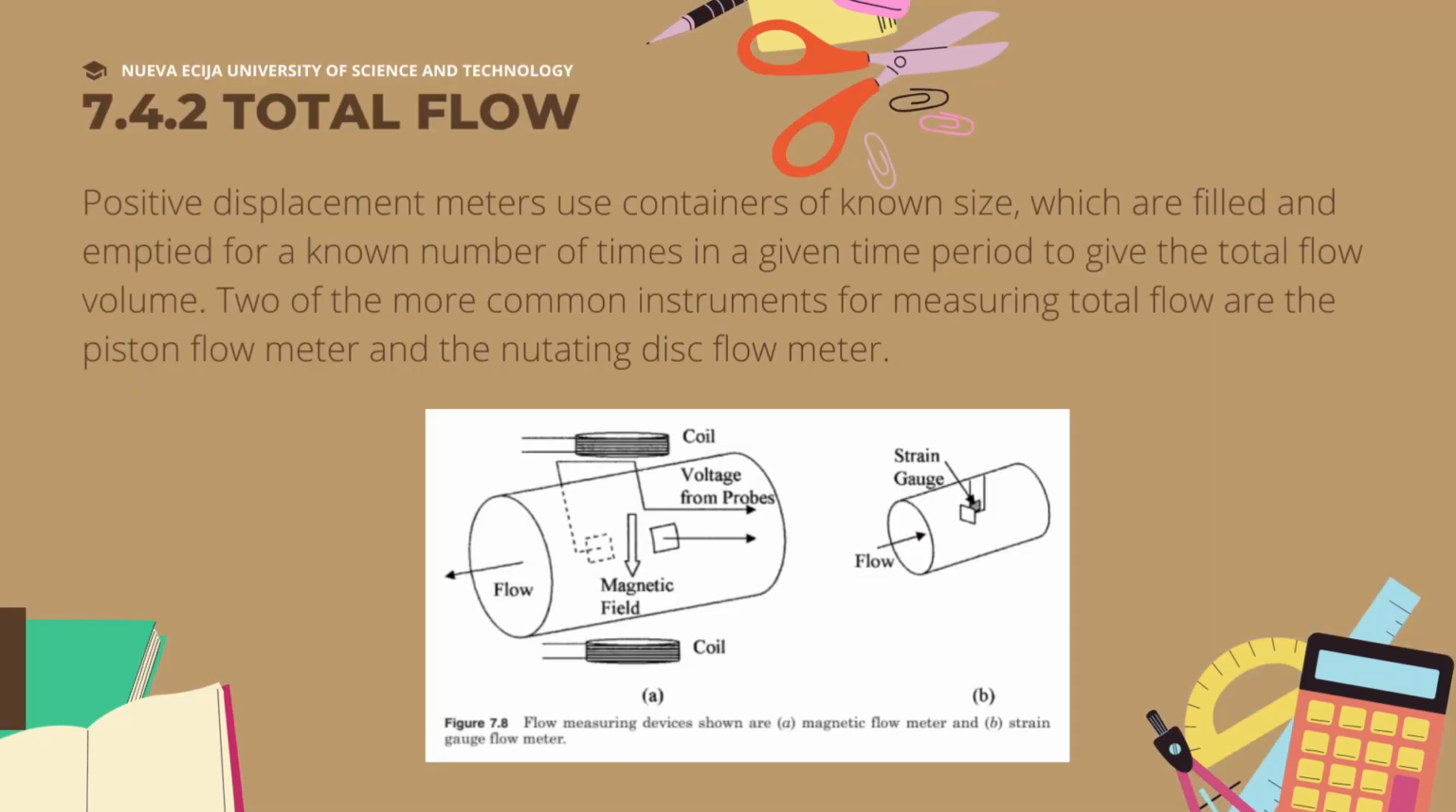Moving on sa 7.4.2 total flow. Includes devices used to measure the total quantity of fluid flowing or the volume of liquid in a flow. Positive displacement meters use containers of known size which are filled and emptied for a known number of times in a given time period to give the total flow volume. Two of the more common instruments for measuring total flow are the piston flow meter and the nutating disc flow meter.